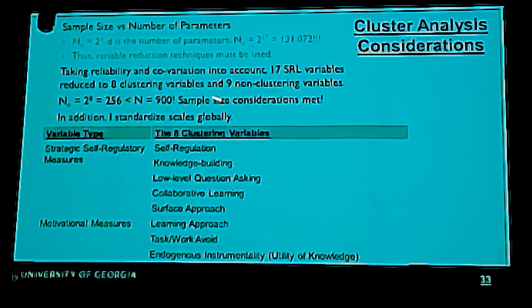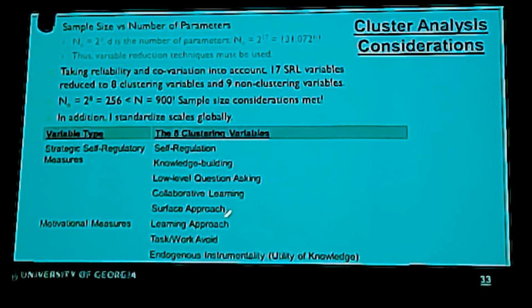So we did a lot of correlational analyses and reliability analyses and came to the conclusion that 8 of these variables were really good, really reliable, and weren't redundant compared to each other, and that the other 9 we wouldn't cluster on. We could still look at them later, but we wouldn't use them in our cluster analysis because they were less reliable or covering the same stuff, but not as well. Right? So that brought this down to 8. 2 to the 8 is 256. Perfect. Right? So we have plenty of data to do this. Cool.